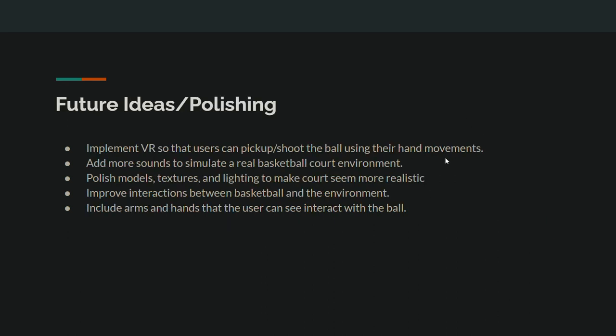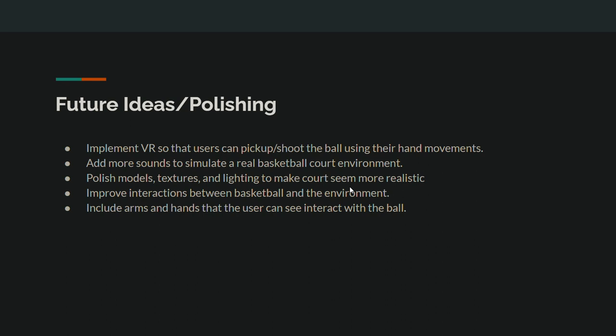And some future ideas would be to implement VR so that users can pick up and shoot the ball using their hand movements, such as using an Oculus controller. Add more sounds to simulate a real-life basketball court, maybe like sneakers squeaking, as opposed to just the default walking sound I had, or maybe music in the background. You can add polished models, textures, and lighting to make the court look even more realistic than it currently is.